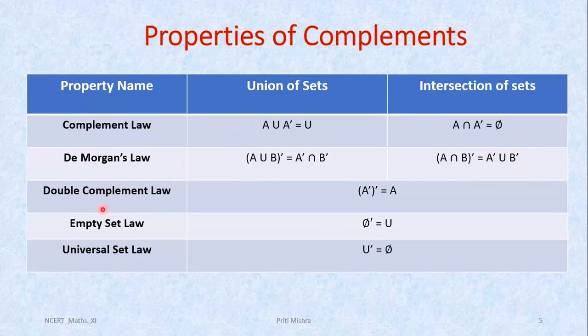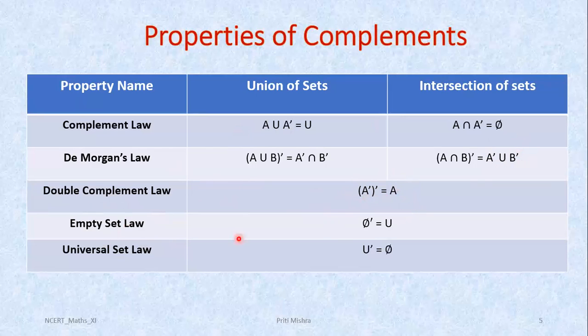Now, the next law is the double complement law. It means if you find the complement of a complement set, you will be back to the set A, because A complement is U minus A, and when you find the complement of that, you have to do U minus (U minus A). So you will again get back to set A.